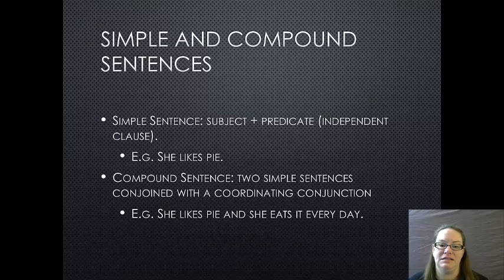Now, a simple sentence is when we have a subject plus a predicate. We call that an independent clause, like this example, she likes pie. We have one subject, one verb. A compound sentence is two simple sentences put together with a coordinating conjunction. So we have, again, these two simple sentences, she likes pie and she eats it every day, but they're put together with the coordinating conjunction and. So we have two subjects, two verbs, and a coordinating conjunction.